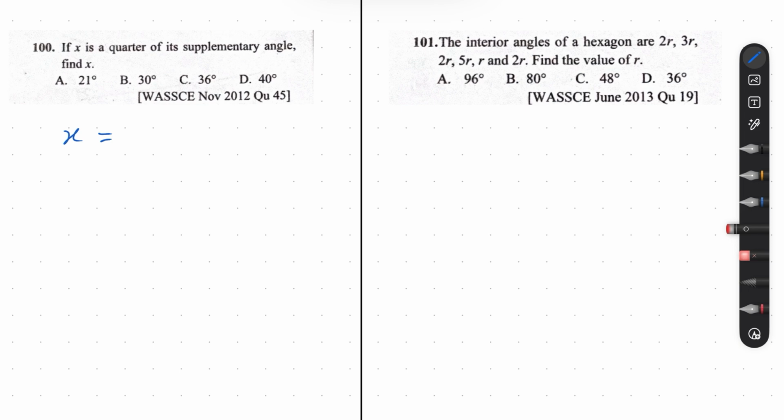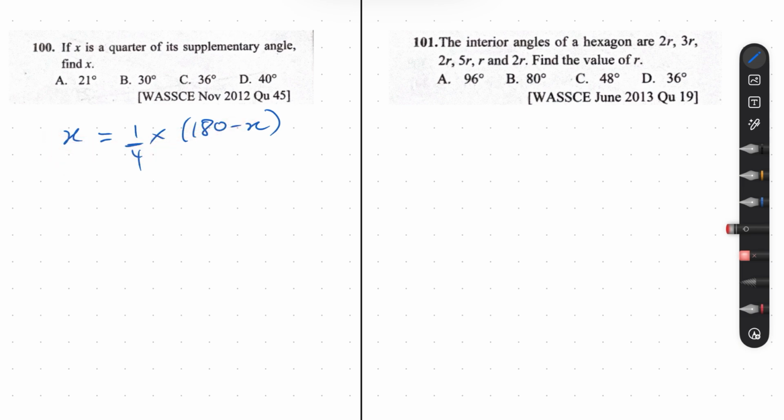So it says x is a quarter of its supplementary angle. What do you have? Sorry, not 104. 1 over 4 times the supplementary, which is 180 minus x. Okay, cool. Now we can do cross multiplication. We know that this is the same as x over 1, right? So 1 will multiply this, and then 4 will multiply x.